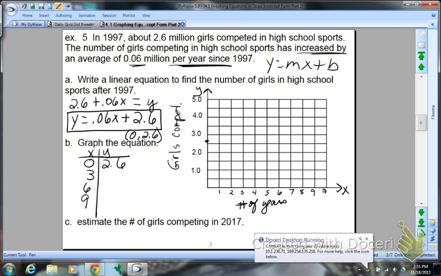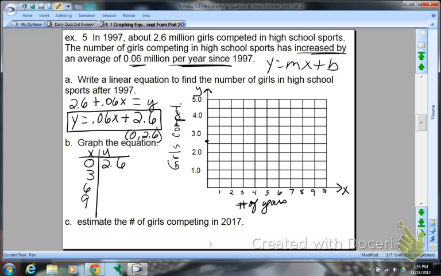So using your calculator, you plug in 3 right here for x. So that's 0.06 times 3 plus 2.6, and you get 2.78. Okay, y'all fill in the rest of the table and check with mine in a minute.